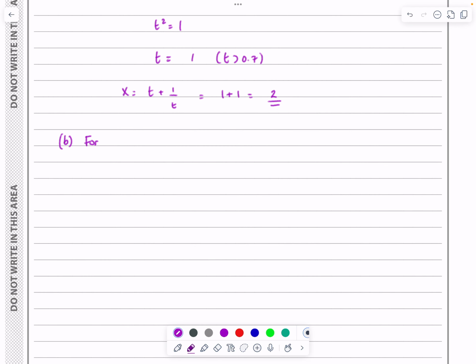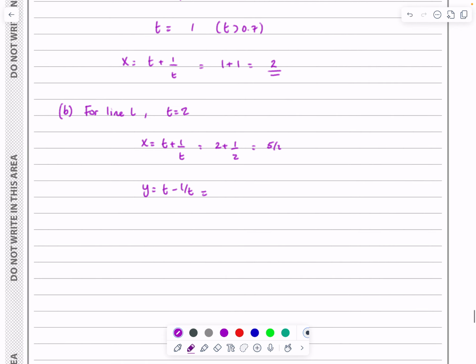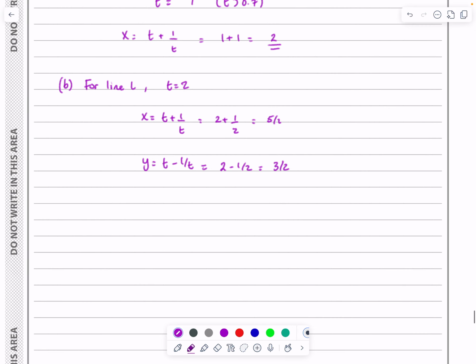So for line L, we know that t is equal to 2, so x is equal to t plus 1 over t. So that's 2 plus a half, 5 over 2, and we know y is equal to t minus 1 over t, so that's 2 minus a half, that's 3 over 2. So we know point P is just (5 over 2, 3 over 2).